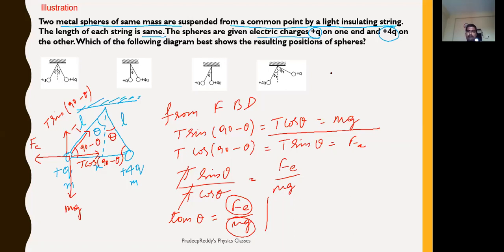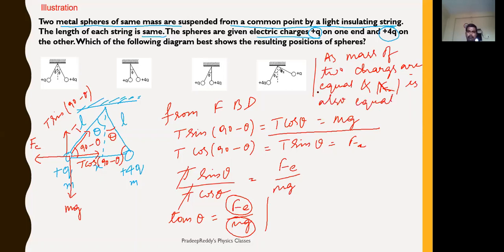So as mass of two charges are equal and magnitude of electrostatic force is also equal, theta should be equal to constant for any charge.